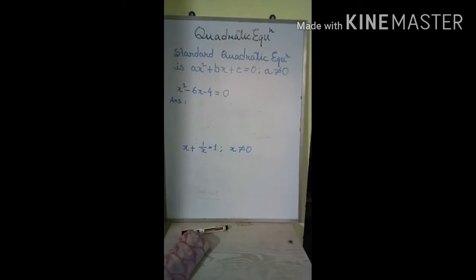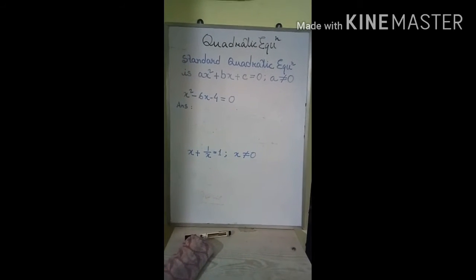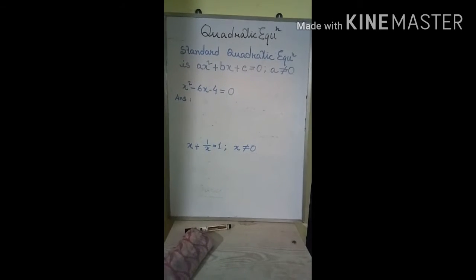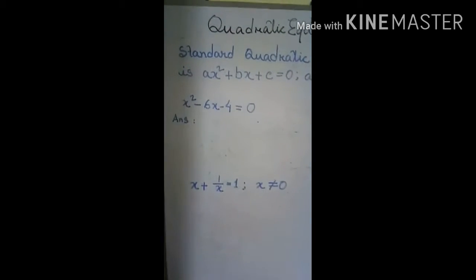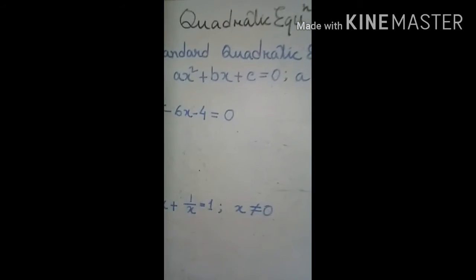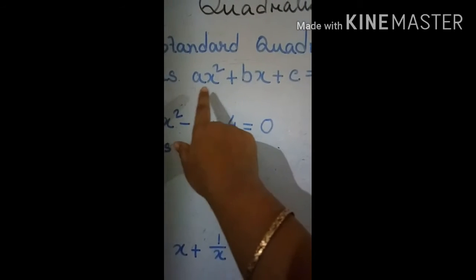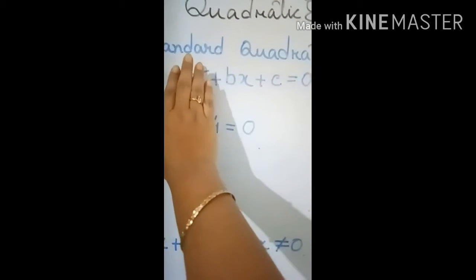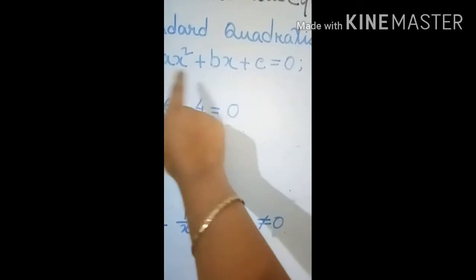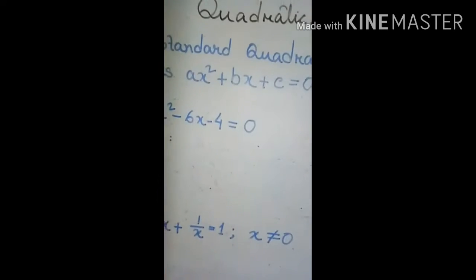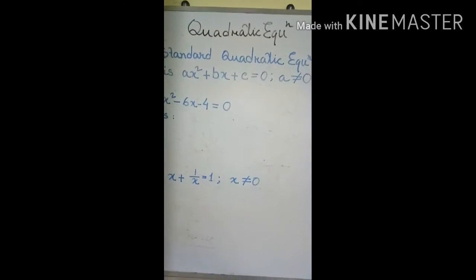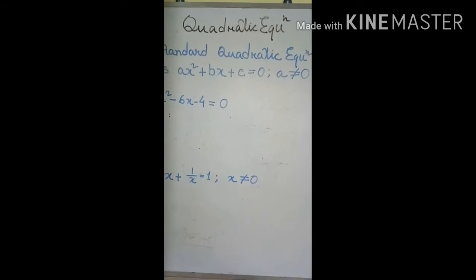Okay, today we are going to start the next chapter, quadratic equation. We know that the standard form of a quadratic equation is ax square plus bx plus c equal to 0, where a not equal to 0, because if a equal to 0, then this part becomes fully 0, and what is left is bx plus c, which is only a linear equation. So the standard form of quadratic equation is ax square plus bx plus c equal to 0.